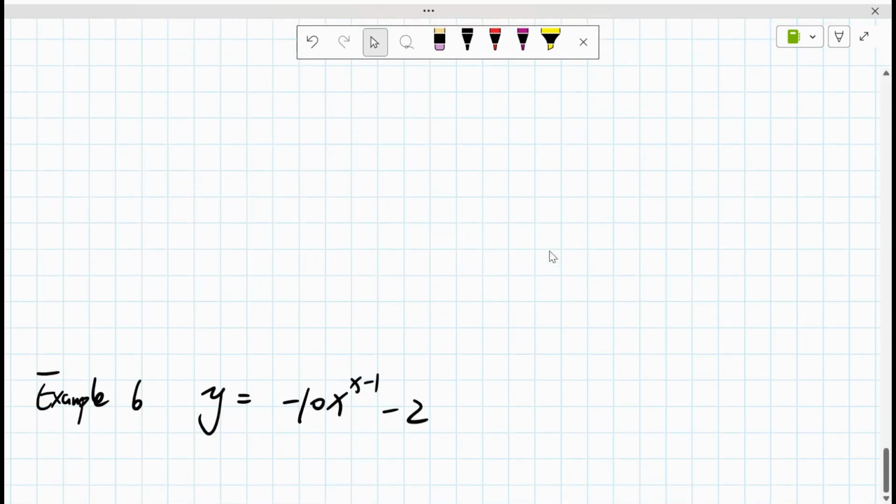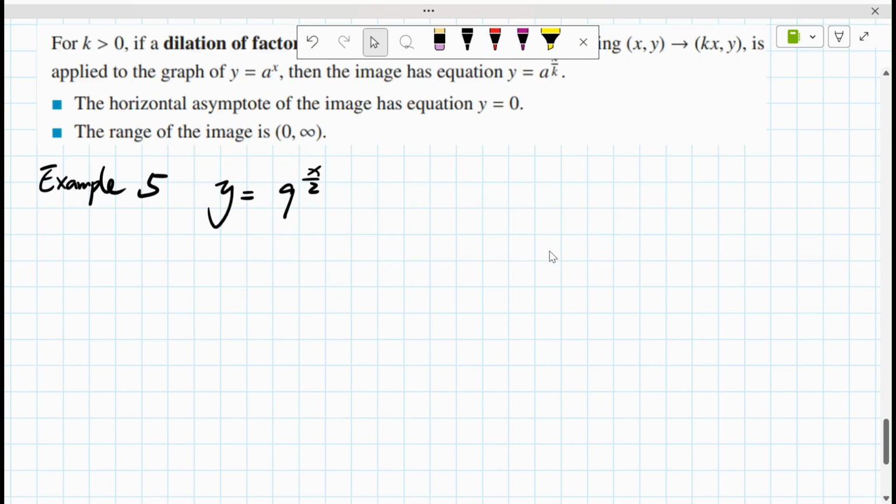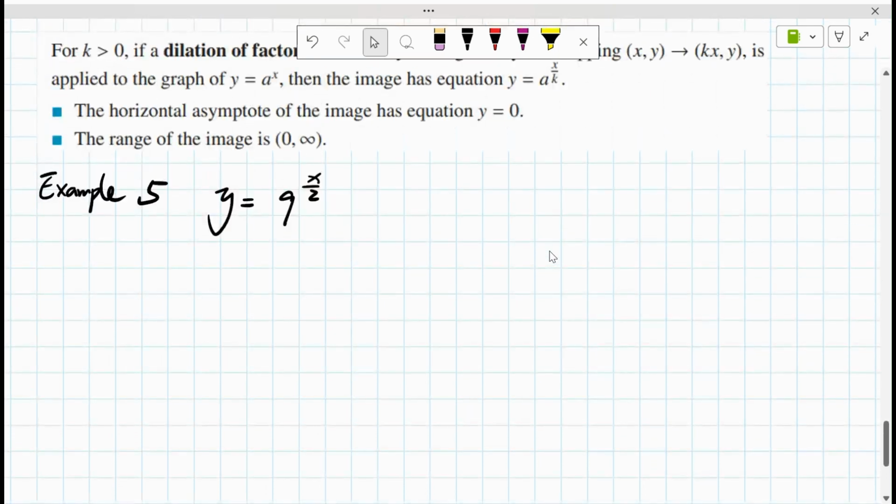All right, the last couple we can try is a dilation from the y-axis. So now we actually dilate by the y-axis, and then the asymptote is still y equals 0. So let's try this question then.